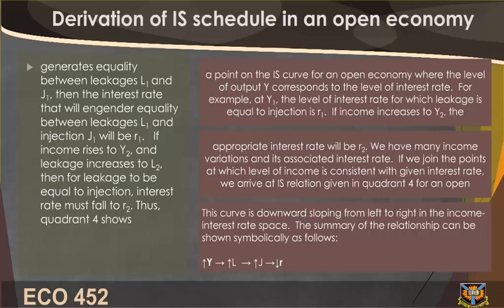For example, at Y1, the level of interest rate for which leakage is equal to injection is R1. If income increases to Y2, the appropriate interest rate will be R2. We have many income gradations and their associated interest rates. If we join the points at which level of income is consistent with a given interest rate, we arrive at the IS relation given in quadrant 4 for an open economy. This curve is downward sloping from left to right in the income-interest rate space. The summary of the relationship can be shown symbolically as follows.